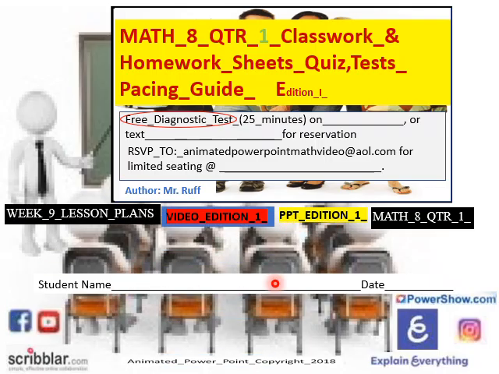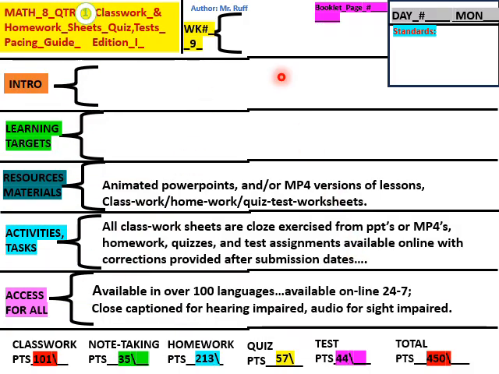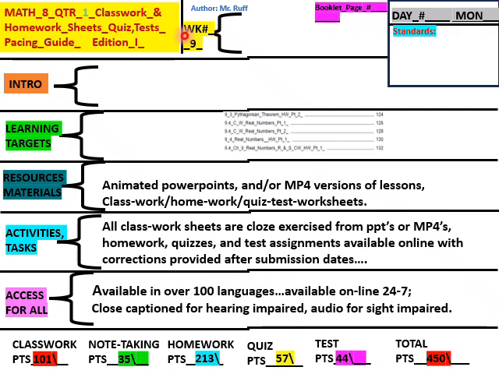And name and date here, students, to sign your lesson plans for Math 8, Quarter 1. Let's go right into our page 1 here. What's in Week 9 for Math 8 Quarter 1?